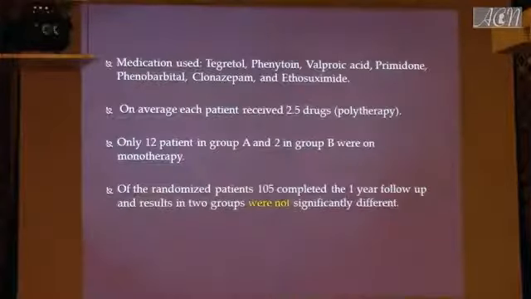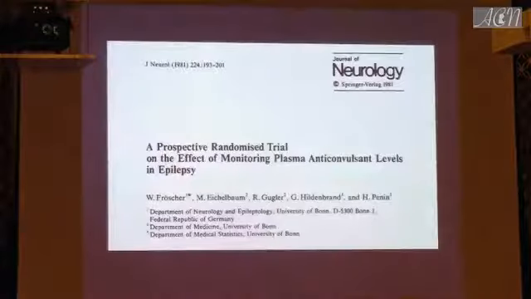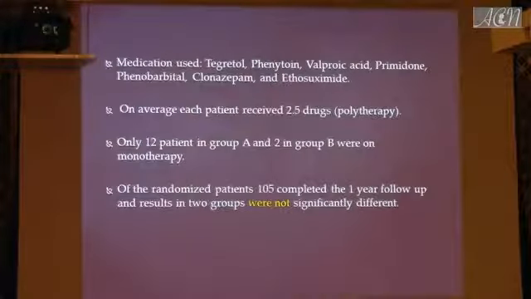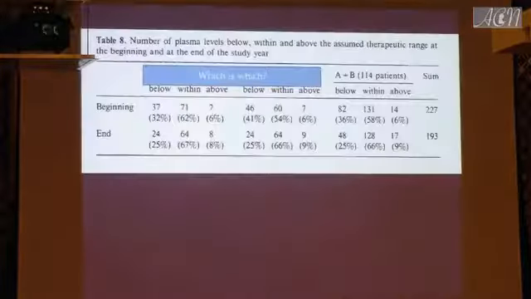And what did they find? Of the randomized patients, 105 completed the 1-year follow-up, and results in the 2 groups were not significantly different. Having said that, I'm going to show you one table from the study. If you look at this table, it basically tells you the percent of the patients who were below, within, and above the range before they start the study.